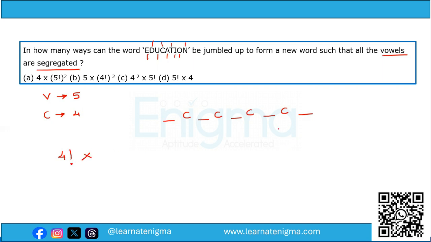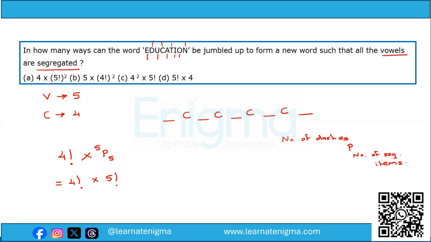Now, the general concept for segregation is that number of dashes p number of segregated items. So number of dashes are 5 and number of segregated items, that is the vowels, are 5. So therefore it becomes 5p5. So therefore it becomes 4 factorial multiplied by 5 factorial.